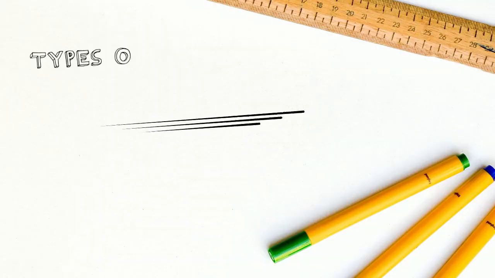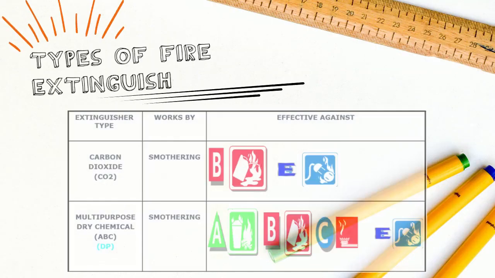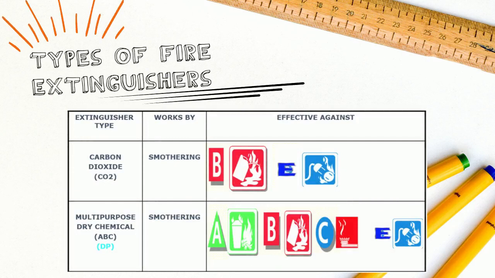Carbon dioxide, CO2, extinguisher. Works by smothering, and is effective against type B and electrical fires. Multi-purpose dry chemical, ABC extinguisher. Works by smothering, and is effective against types A, B, C, and electrical fires.